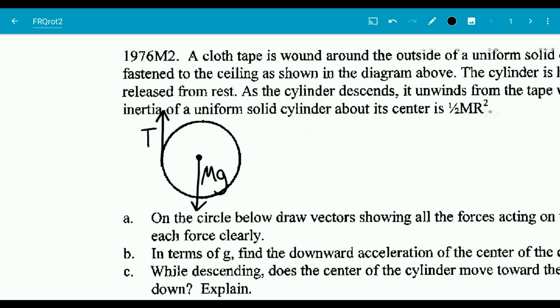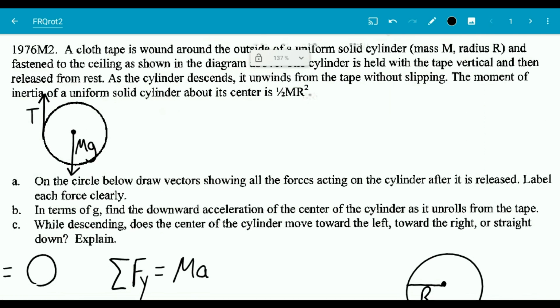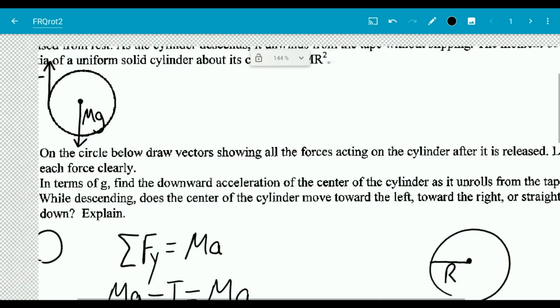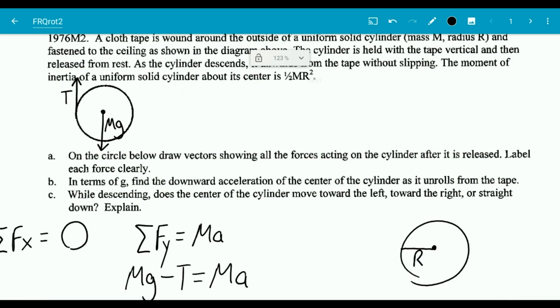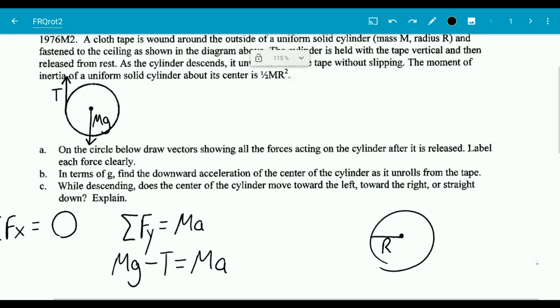Well, the weight is going through the center of the cylinder, so it cannot be causing torque, because in order to cause torque, it has to be a distance away from the center of mass, which is concentrated at the center of this. So it can't be the weight, but the tension acts at a distance r, or the radius of the cylinder, which tells us in the problem is r, away from the center of mass. And so our tension is going to cause a torque on the cylinder.